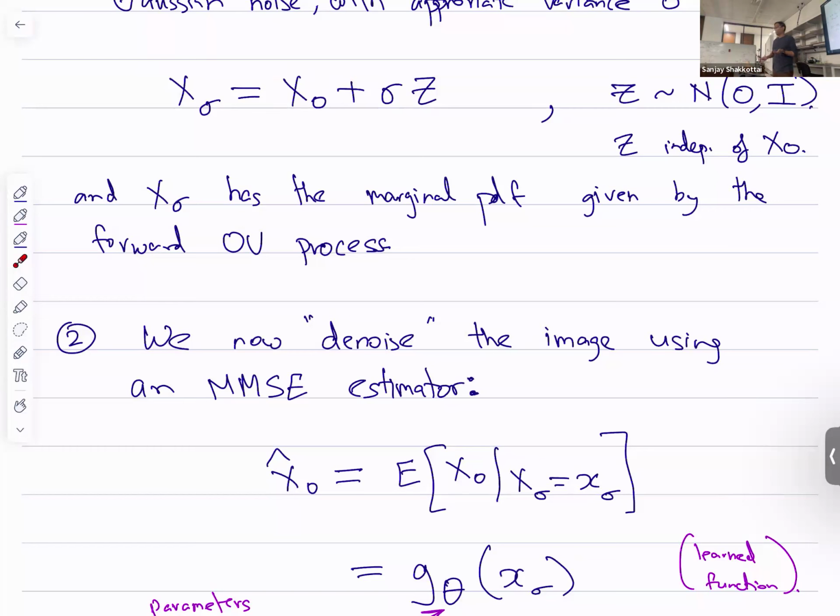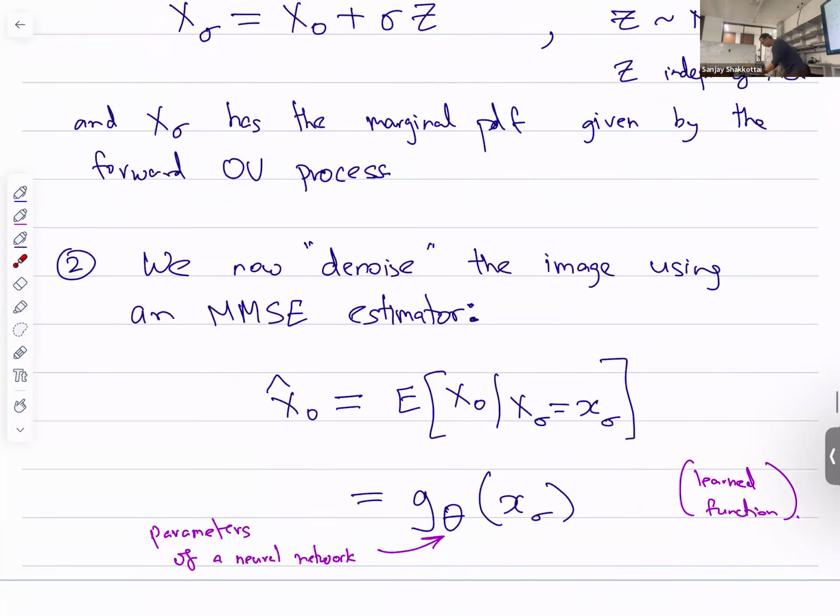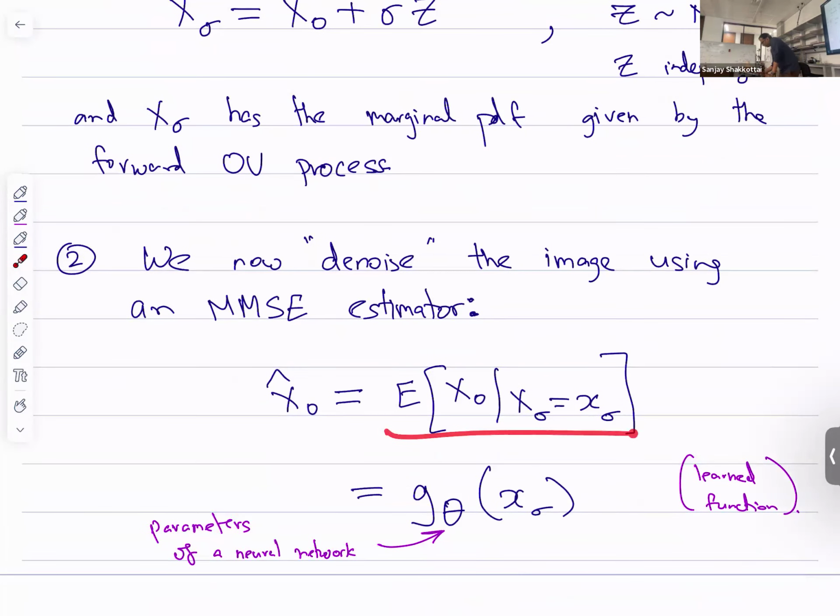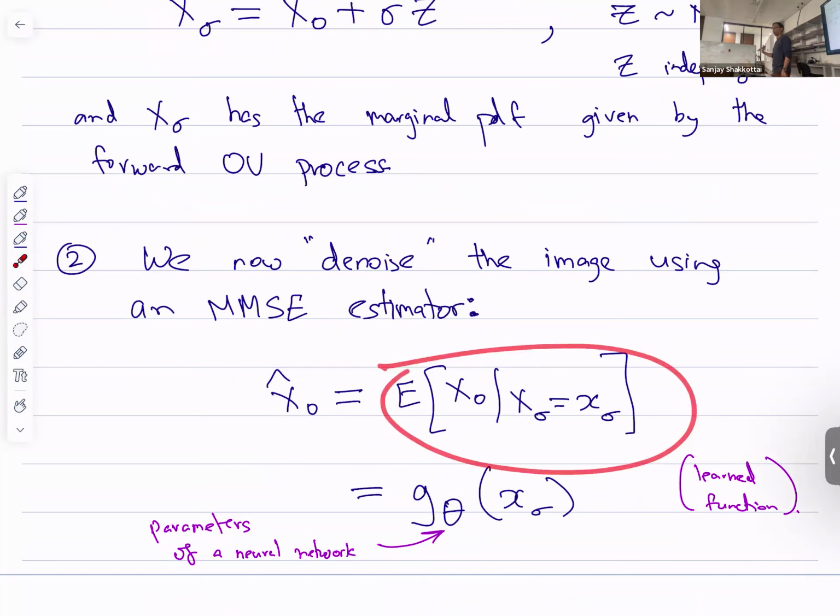And the answer to this from your undergraduate probability class is minimum mean square estimation, which means you take the conditional expectation of X given X sigma. This is your MMSE estimate. Now, neural networks are very good for doing these kinds of things. If it's a linear thing, you know how to do this MMSE in closed form. But in general, we don't. But maybe I can train a neural network to learn this function well.